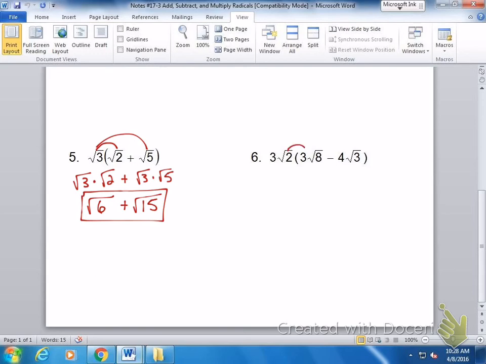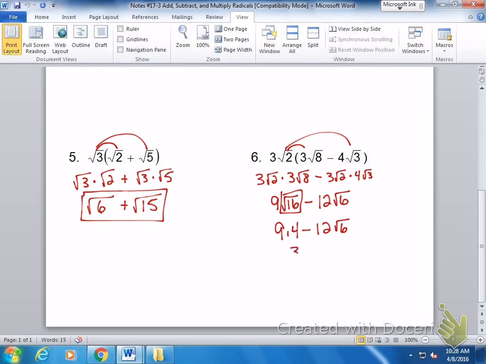Now 6 works the same way. It's a distribution problem again. I have 3 square roots of 2 times 3 square roots of 8. And then I'm going to have minus 3 square roots of 2 times 4 square roots of 3. Now we just do our multiplication. 3 times 3 is 9. 2 times 8 is 16. Minus 3 times 4 is 12. 2 times 3 is 6. The only thing I can do now is we know what this one is. That's 4, so it's 9 times 4 minus 12 square roots of 6, which is 36 minus 12 square roots of 6.